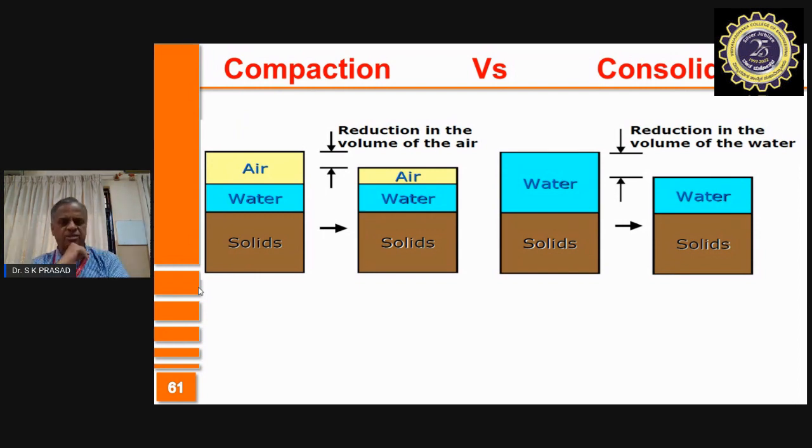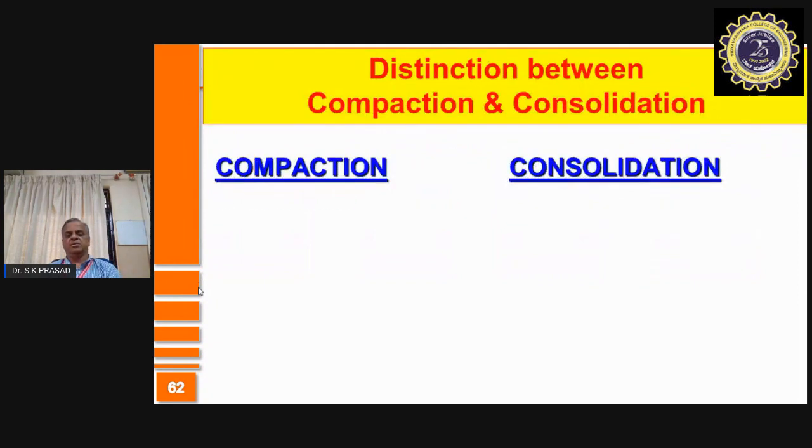On the other hand, consolidation happens in a soil which is fully saturated, and it is because of the removal of water. And removal of air is easy, quick. Removal of water takes a long time. So consolidation process is a long time process. And here also it is the decrease in the volume of the soil because of expulsion of water.